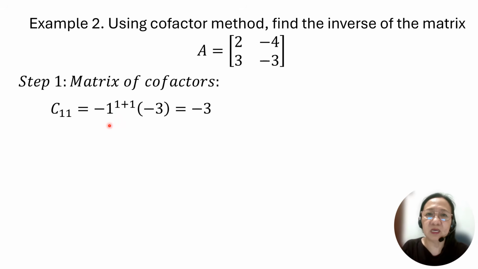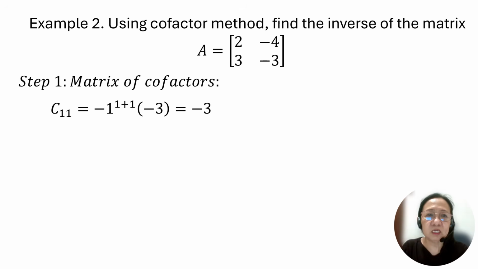So what will be the sign? Negative 1 is raised to the position 1 plus 1, and then slash the row and column where 2 is located. So what is left is negative 3. Okay. So the sign now, negative 1 is raised to 1 plus 1, which is 2. And 2 is an even number. Therefore, we arrive at a positive 1. So 1 times negative 3, that's why we have negative 3.